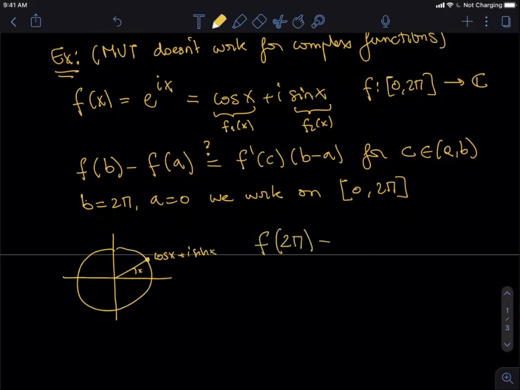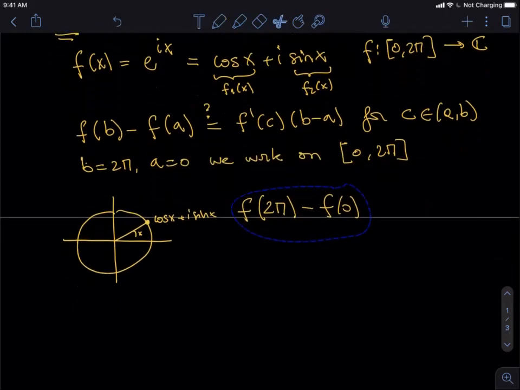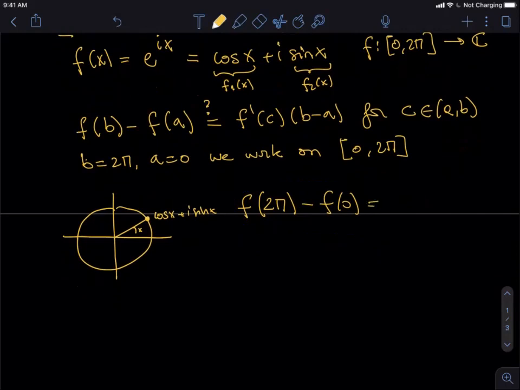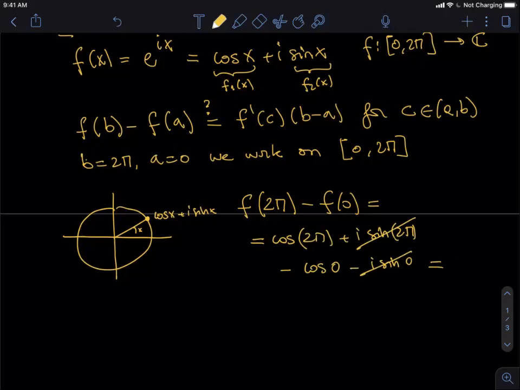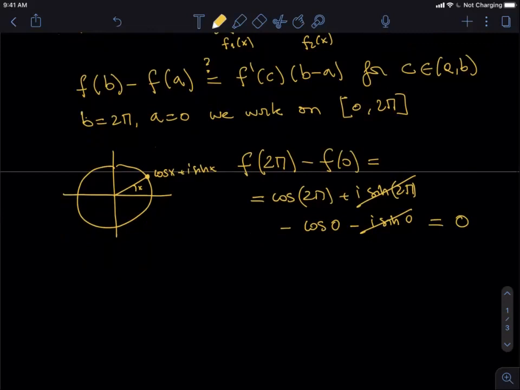So f of 2 pi minus f of 0. Let's compute this, and then we take care of the derivative. So this is clear. This is cosine of 2 pi plus i sine of 2 pi, which is 0, minus cosine of 0 minus i sine of 0. And cosine of 2 pi is 1, cosine of 0 is 1, so 1 minus 1 makes 0. So nothing to do there.